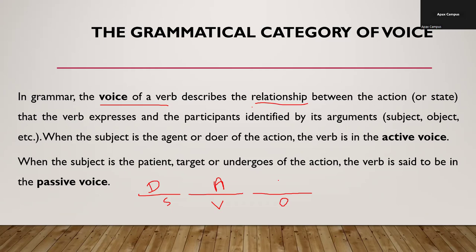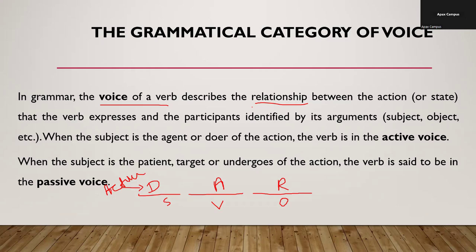In the object position, the recipient of the action, the person or the thing that receives the action. Normally, this means the default order. This is how we usually see it: the doer is placed in the subject position, then the verb, and only then do we locate the recipient of the action. This is the active voice.